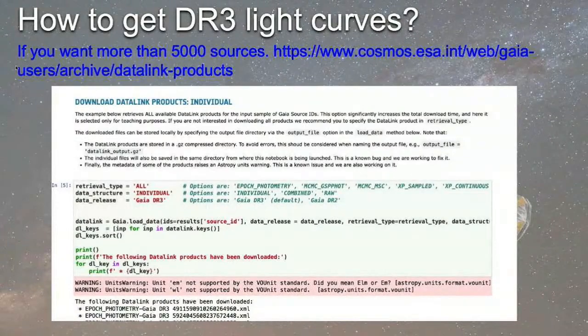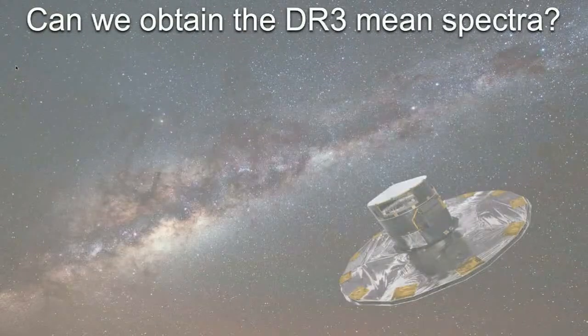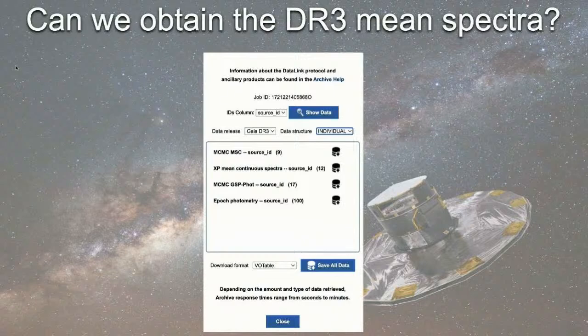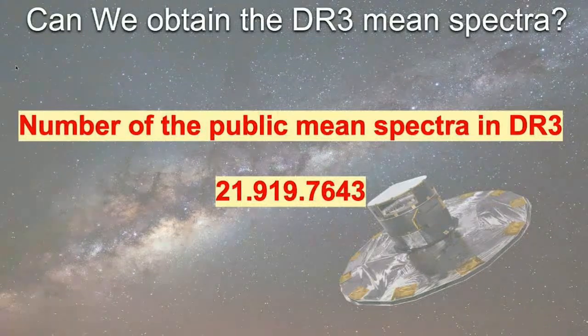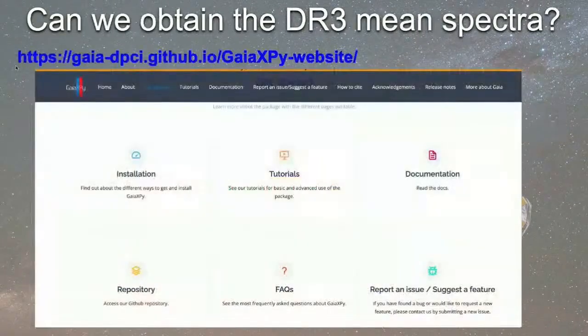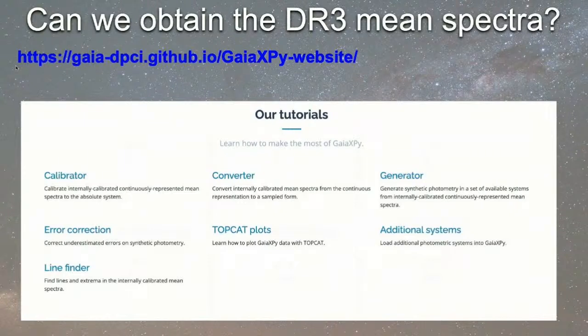If you want 5,000 sources, you go to data link products. Here there is a download of all light curves. But Gaia also has the mean spectra. You can obtain the DR3 mean spectra, yes, in the other tab you have here, and you can download them, but not calibrated. The number of public mean spectra in DR3 is 21 million. For calibrated ones, you have GaiaXPy, and after you have the tutorial, there are the notebooks. Here there is the calibrator. It's very easy to use.